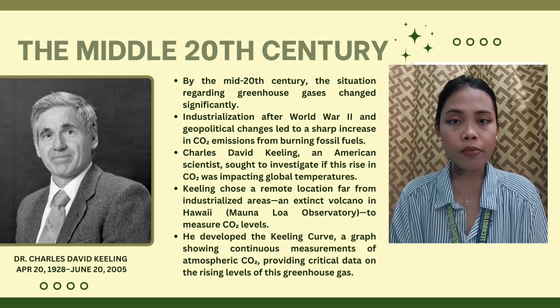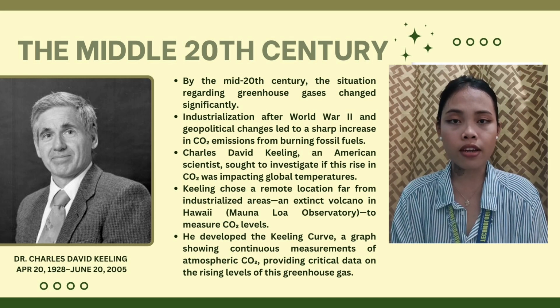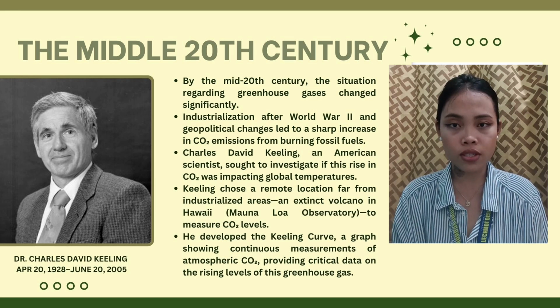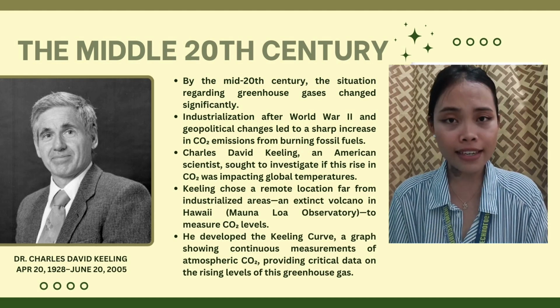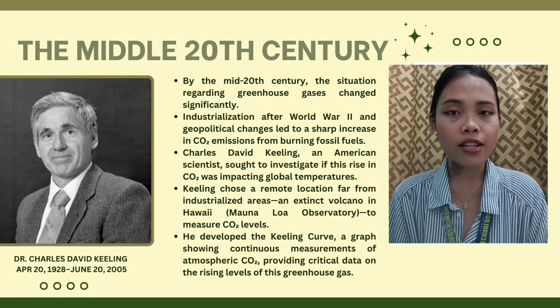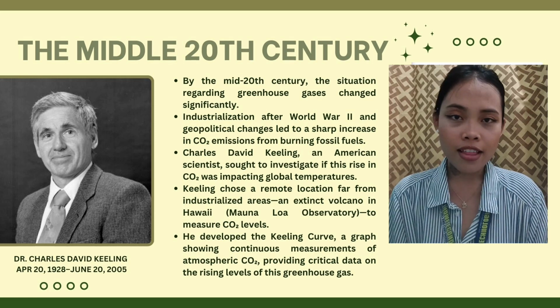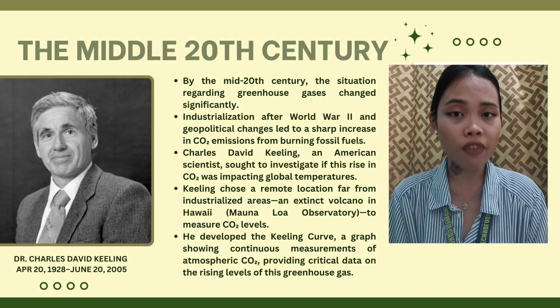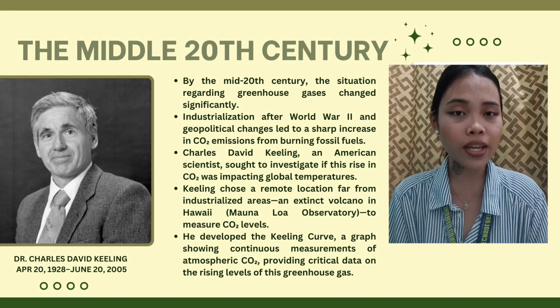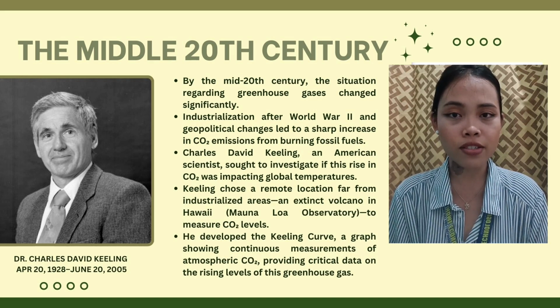Charles David Keeling, an American scientist, recognized the need to study whether the rise in carbon dioxide from human activities was affecting global temperatures. He wanted to understand the relationship between fossil fuel emissions and climate change. Keeling selected Mauna Loa Observatory, located on an extinct volcano in Hawaii, as his research site. This location was ideal because it was far from industrial pollution, ensuring accurate and uncontaminated measurements of atmospheric carbon dioxide levels.